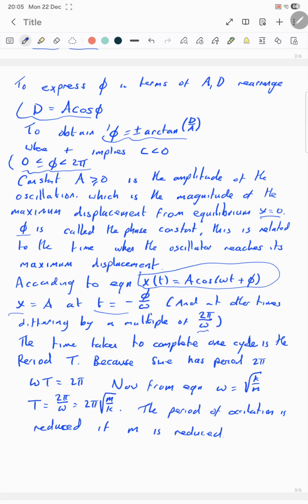And the time taken to complete one cycle is the period. Sine has period 2 pi, and omega t equals 2 pi. Now for the equation omega equals root of k over m, our period equals 2 pi over omega, which equals 2 pi multiplied by the root of m over k. The period of oscillation is reduced if m is reduced.